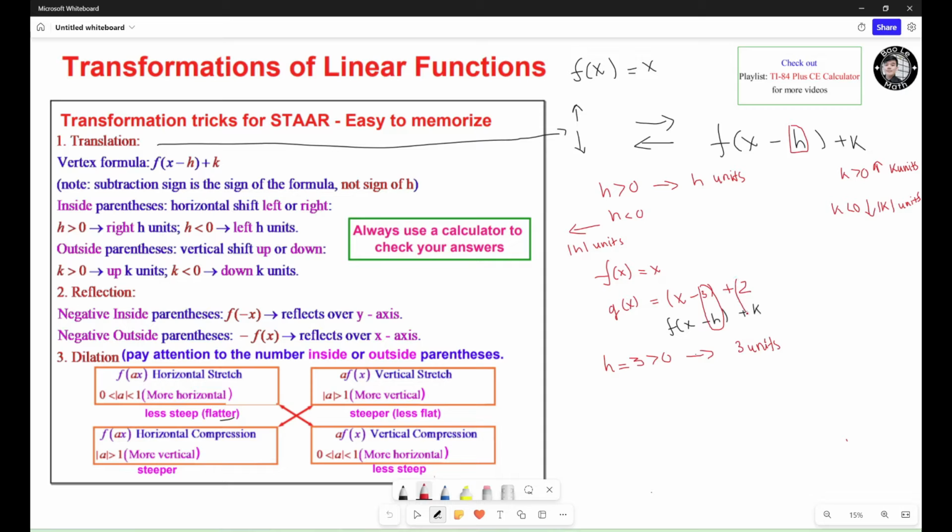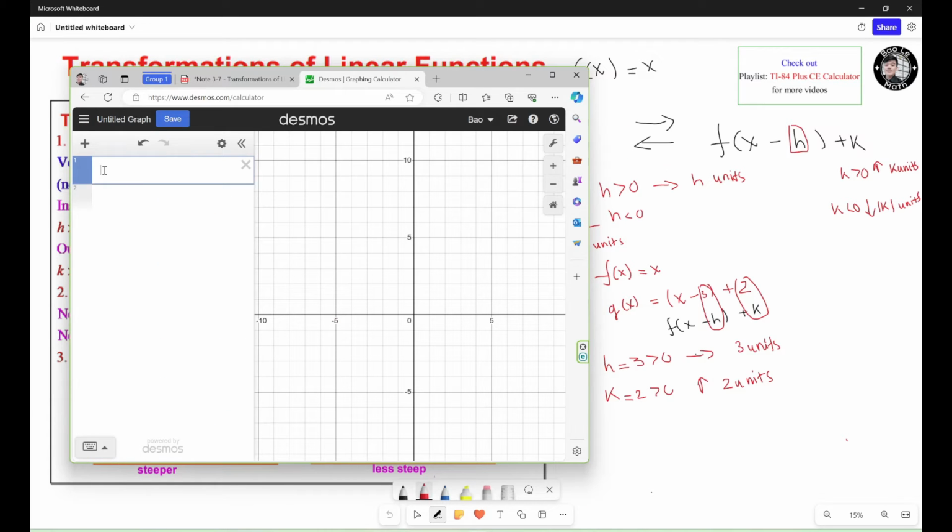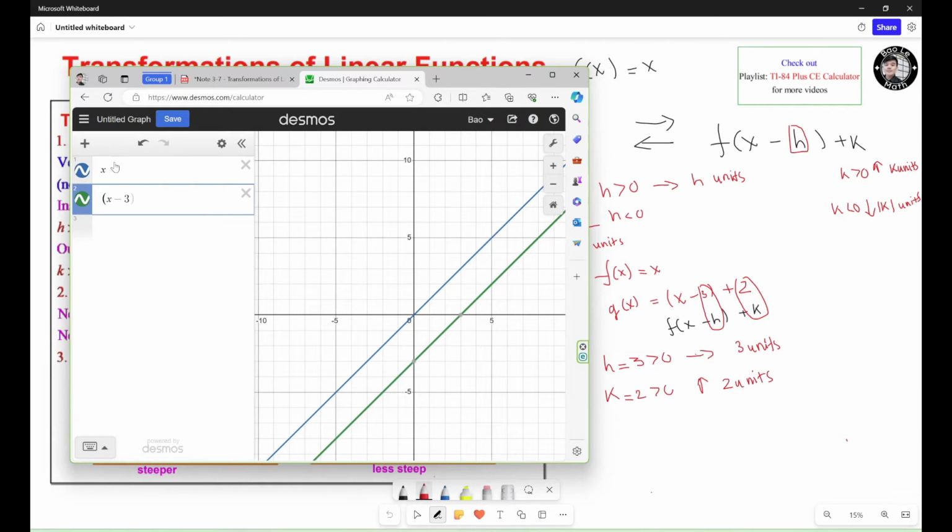Now next one, k equals 2, greater than 0, so the graph moves up 2 units. Alright, so we're going to use that graph to check. The parent function is y = x. Now the new function can be x - 3. You see that? From the blue to the green, the graph moves to the right 3 units, which is x - 3. Now I add 2 to see what happens.